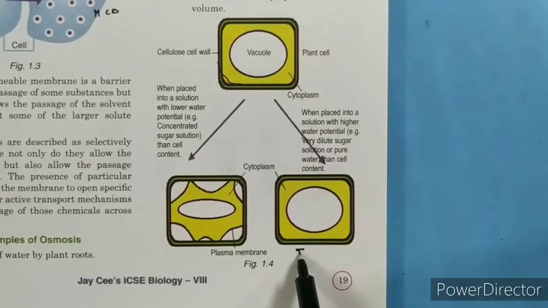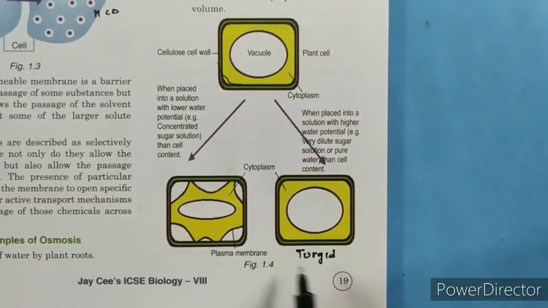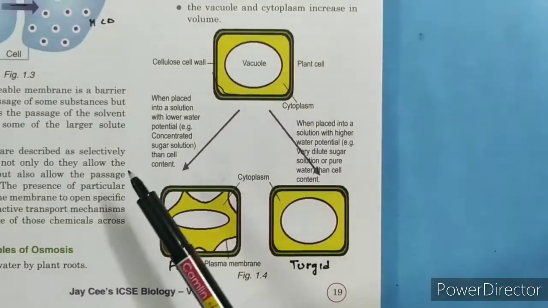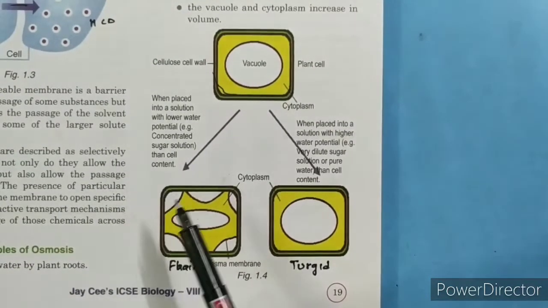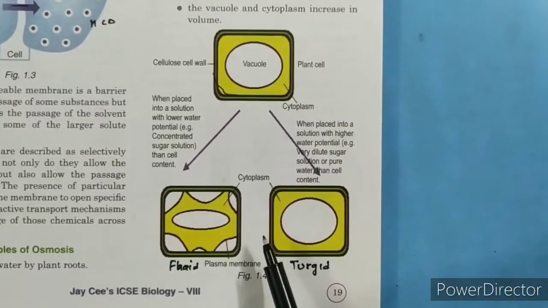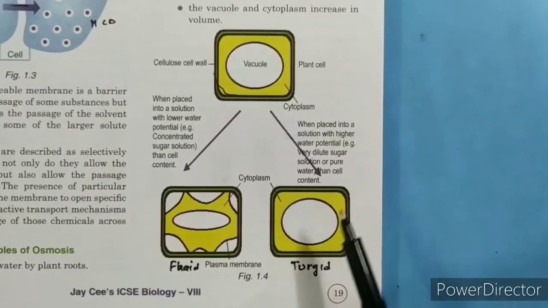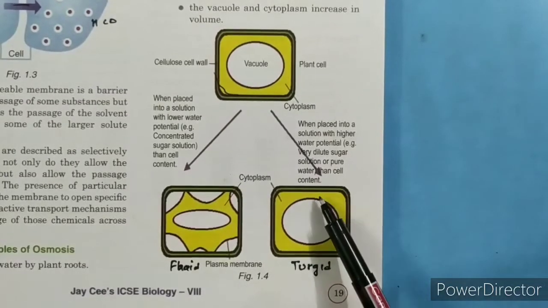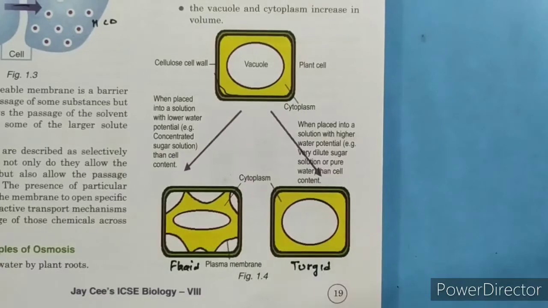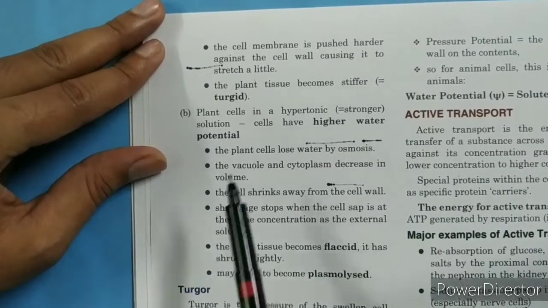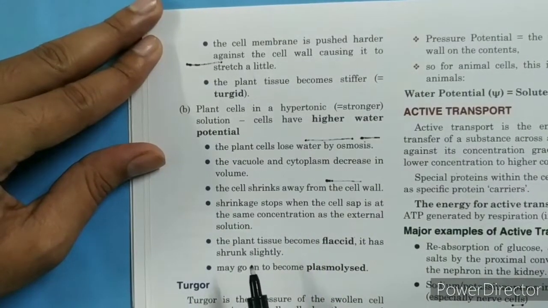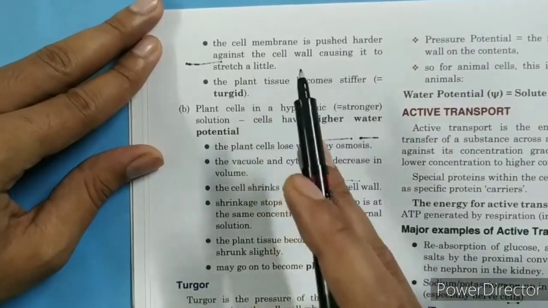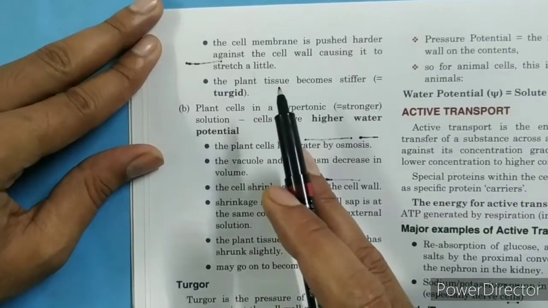So this form of cell is known as turgid, and this will be known as flaccid. So kept in a concentrated solution, the cell will become like this. The water will go out, and here, if it is kept in a weaker solution where water is more, then water will be pushed in, and the cell will become turgid. And we can see this in these lines on page number 20, that the cell membrane is pushed harder against the cell wall, causing it to stretch a little, and the plant tissue becomes stiffer.